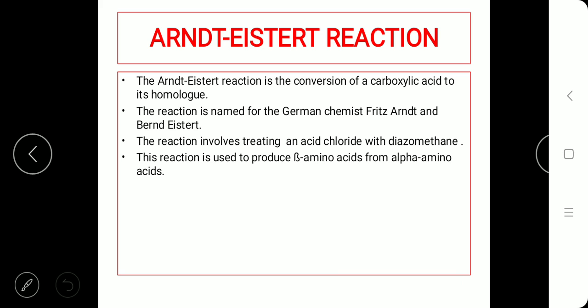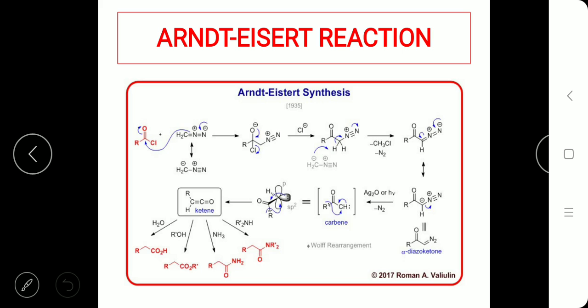So Arndt-Eistert reaction is a clue for you in the exam: if they're giving a substrate and directly a product which is having an extra carbon atom, then it means it is involving this reaction. Now let us look at the mechanism.